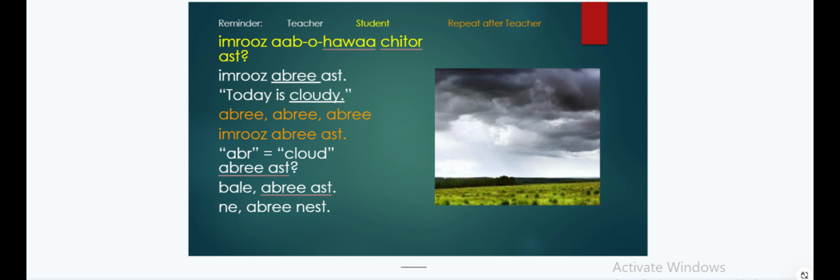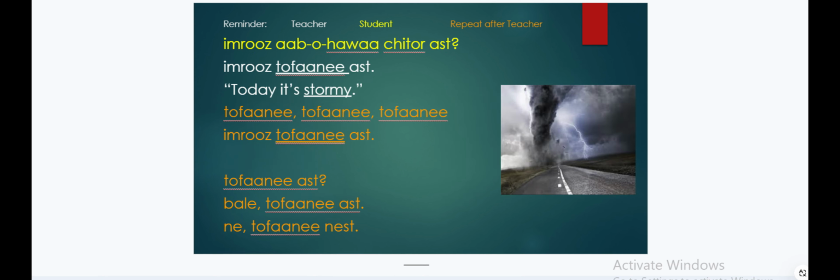Okay. The next picture. امروز آب و هوا چطور است؟ How's the weather today? امروز طوفانی است. طوفانی. طوفانی means stormy. It is stormy today.